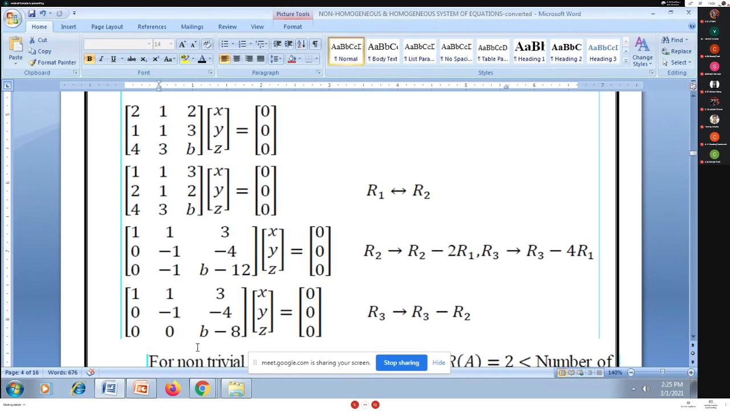Before guessing the rank of this matrix, I have to get to know that I am having two non-zero rows here. The first row has entries 1, 1, 3. The second row, before multiplying by minus 1, has 0, minus 1, minus 4. If I multiply it, I'm still having this row as a non-zero row, so I'll definitely get this as 0, 1, 4.